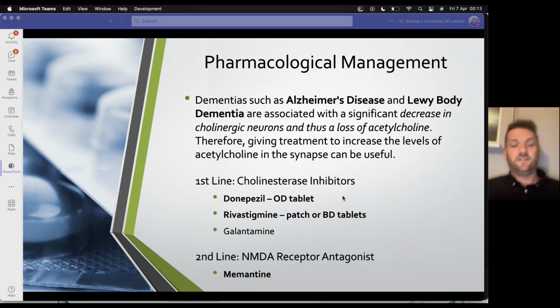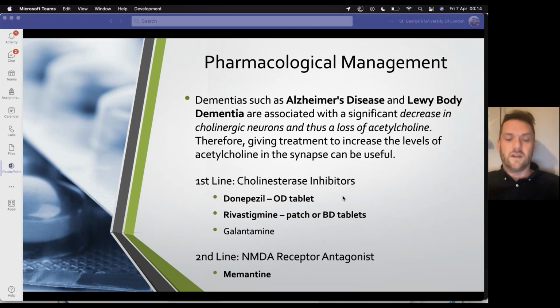The biggest one you want to remember is donepezil, which is taken as an oral tablet, and rivastigmine can also be given. However, the main other thing to remember is that there is a second line, which are NMDA receptor antagonists, and this is memantine. So if someone is going to be given pharmacological treatment for Alzheimer's, the first thing they'll be started on is donepezil. If they can't take donepezil, it would be rivastigmine. And if another drug was going to be added on, it would be memantine.